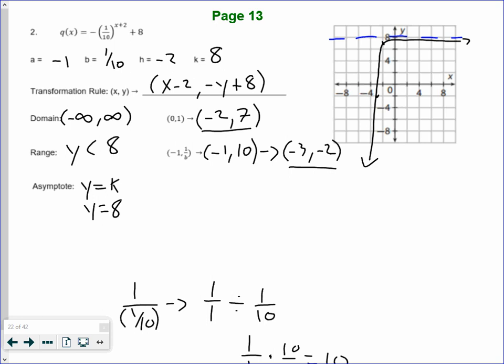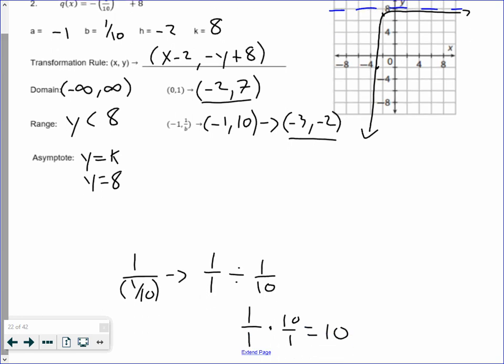Our first reference point of (0, 1) transforms into (-2, 7). And our second reference point of (-1, 1 over b) is going to be (-1, 10), since 1 over 1 over 10 will give you just 10. And that's going to transform into the point (-3, -2). So when you graph your function, it should look something like what I have over there on the graph. And we're plotting the points (-2, 7) and (-3, -2) only. And like I said in the previous slide, here's the mathematical reason why 1 over 1 over 10 gives you 10.